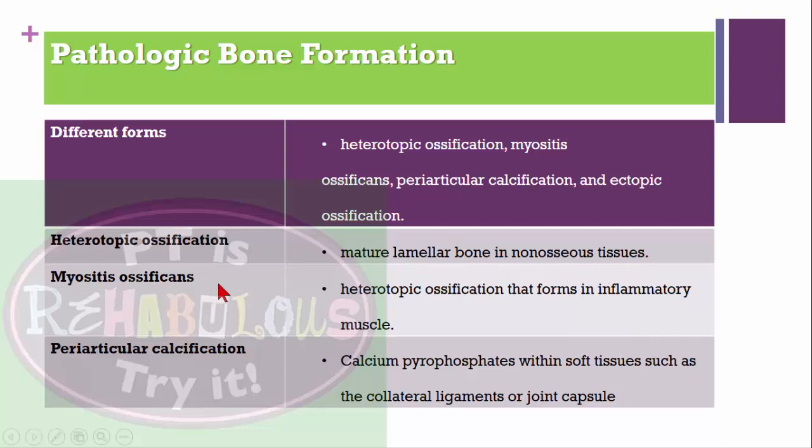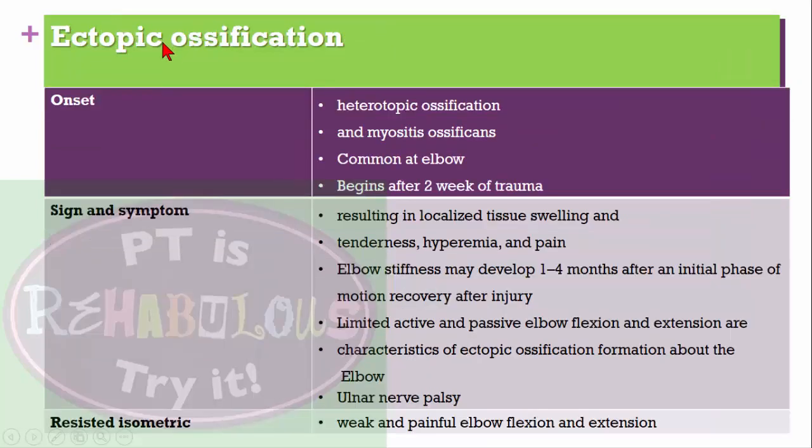Myositis ossificans means heterotopic ossification that forms in inflamed muscle. Periarticular calcification means calcium pyrophosphate within soft tissues such as collagen, ligaments, or joint capsules. Onset of ectopic ossification: heterotopic ossification and myositis ossificans are common in the elbow and begin after 2 weeks of trauma.